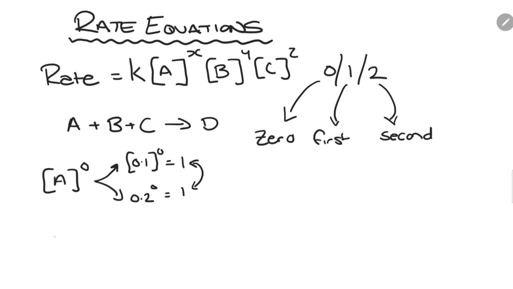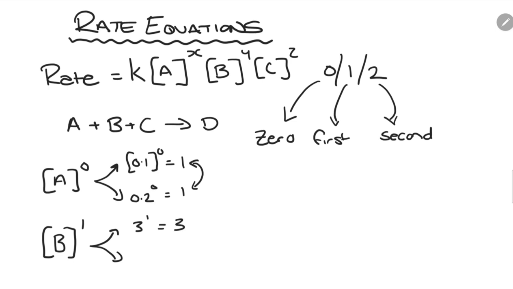Likewise, if we were to look then at the concentration of B, and we say, for example, that it is first order, if we take these 2 values and we say that the concentration this time was 3 to the 1, that is going to give us a value of 3.